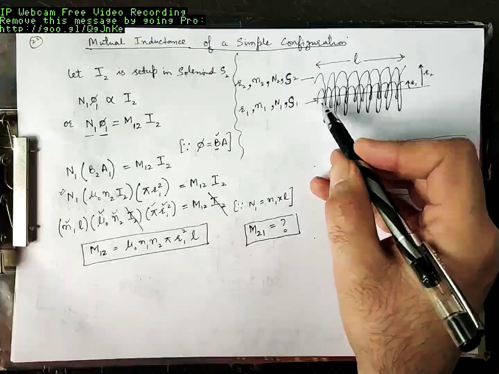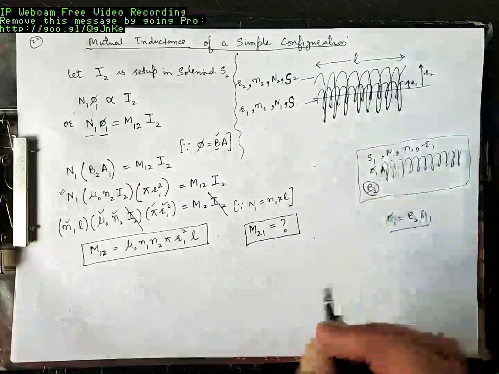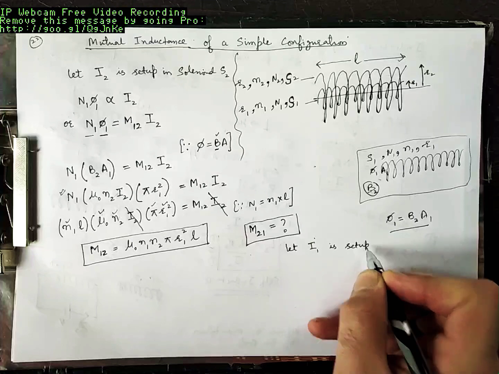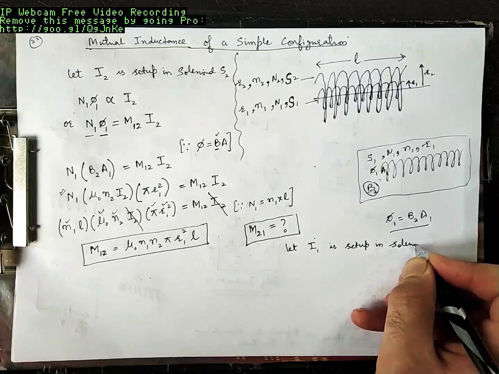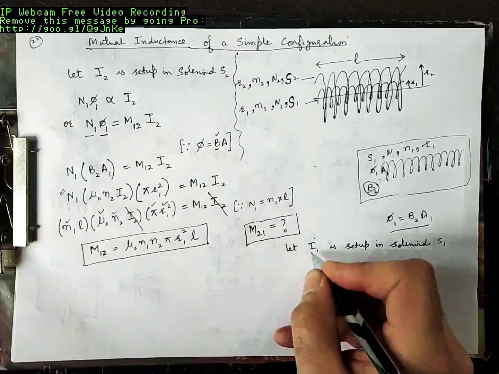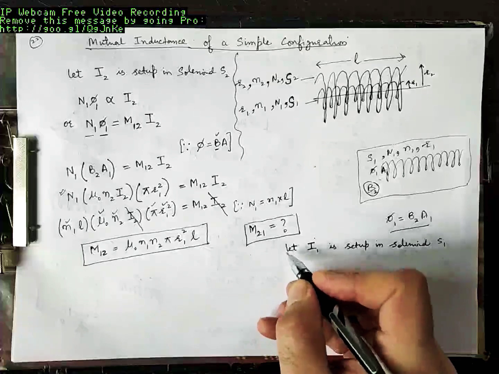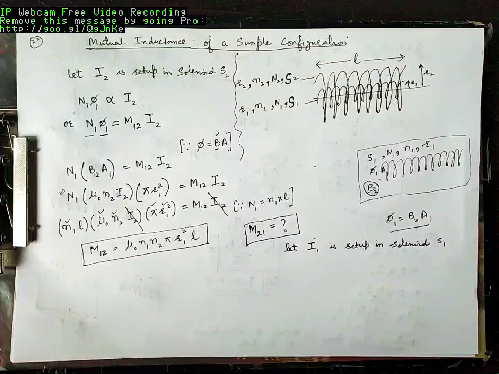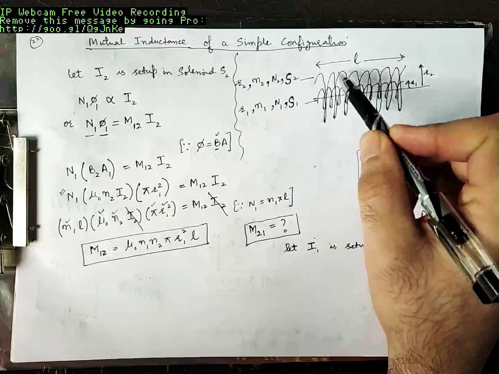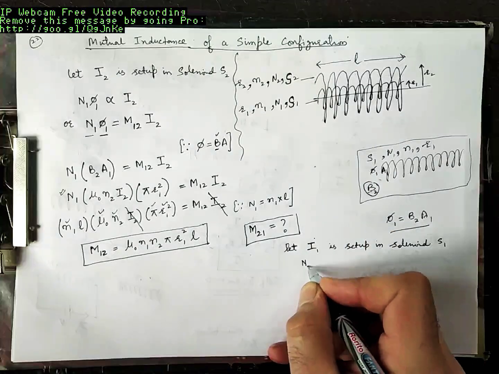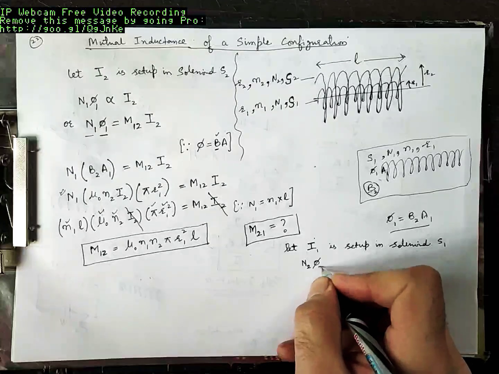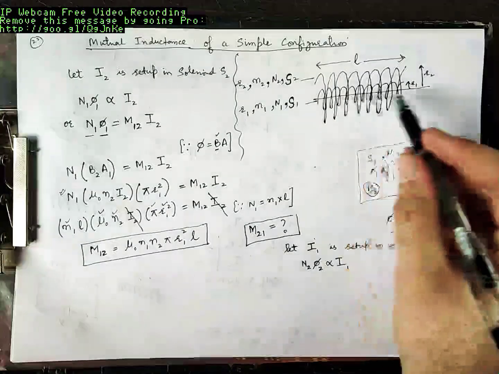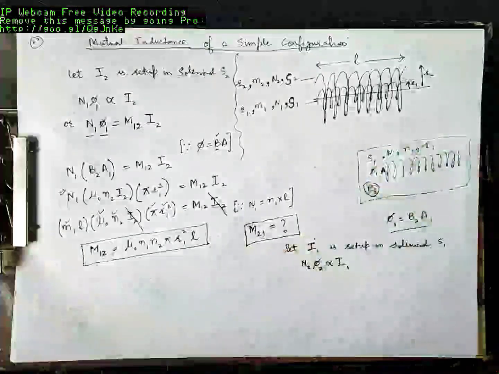now assume there is current I1 flowing through solenoid S1. Let I1 be set up in solenoid S1. Now what is the flux that will link solenoid S2? We'll call that N2 phi 2, which will be directly proportional to current I1. More the current here, more will be this magnetic field, more will be its flux, and more flux will link solenoid S2.